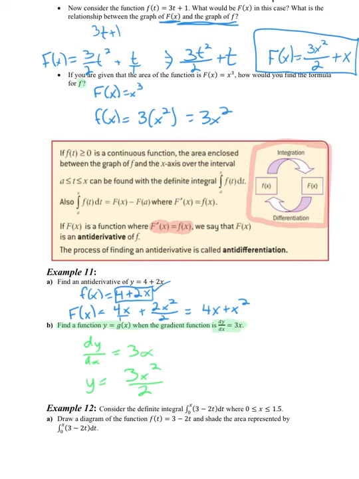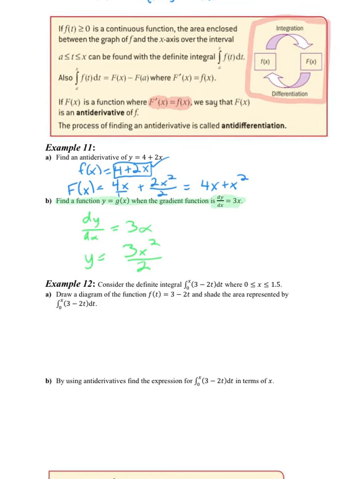Now, for example 12, it says consider the definite integral from 0 to x of 3 minus 2t dt, where 0 is less than or equal to x is less than or equal to 1.5. And it says draw a diagram of the function f of t equals 3 minus 2t and shade the area represented. So first we want to draw a picture of it. And then second, we're going to use antiderivatives to find the expression.